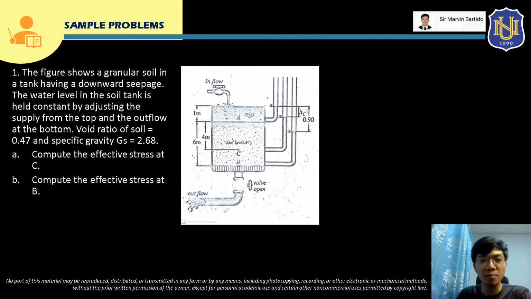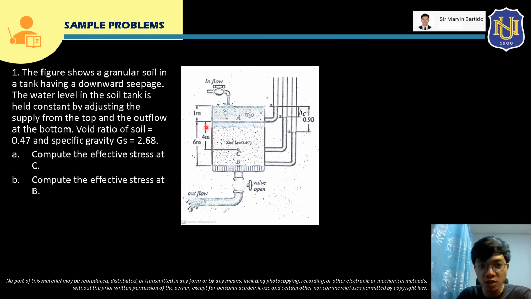Alright, for sample problem number 1, the figure shows a granular soil in a tank having a downward seepage. The water level in the tank is held constant by adjusting the supply from the top and the outflow at the bottom. Void ratio of soil is 0.47. Specific gravity is 2.68. So, for letter A, we are asked here to compute the effective stress at point C. Yung point C natin ay nandito.